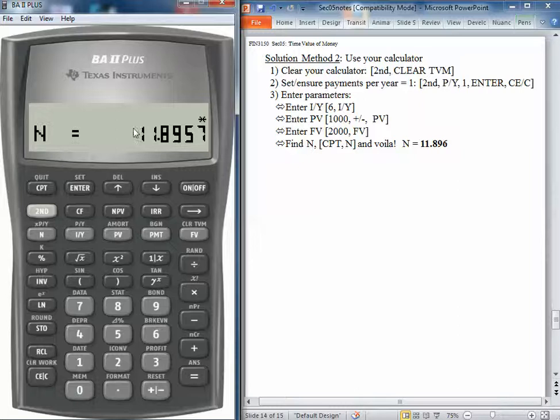Now, in this case, this number of time periods is going to be in the same units as we've reported as an interest rate. So if we receive an interest rate annually, this tells us that n is 11.89 years.